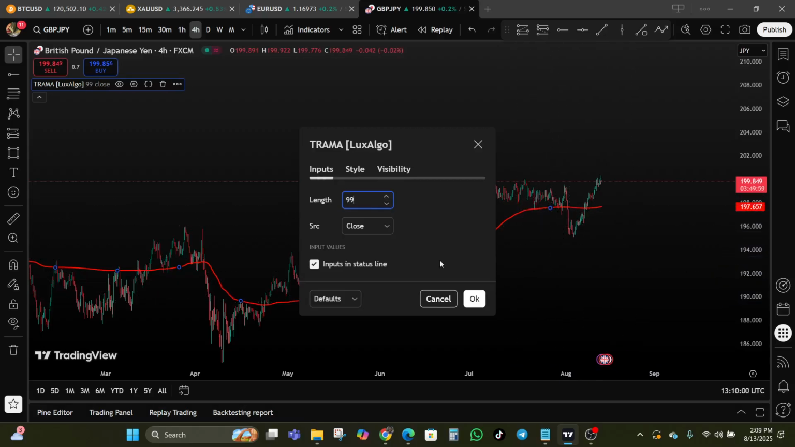The more sensitive TRAMA is going to be ideal for scalpers. If you're a scalper, you might want to reduce this length. Smaller values are ideal for scalping or maybe short-term trades, while longer lengths give you a slower, steadier line for swing trading. Now, TRAMA can actually be used in multiple ways.